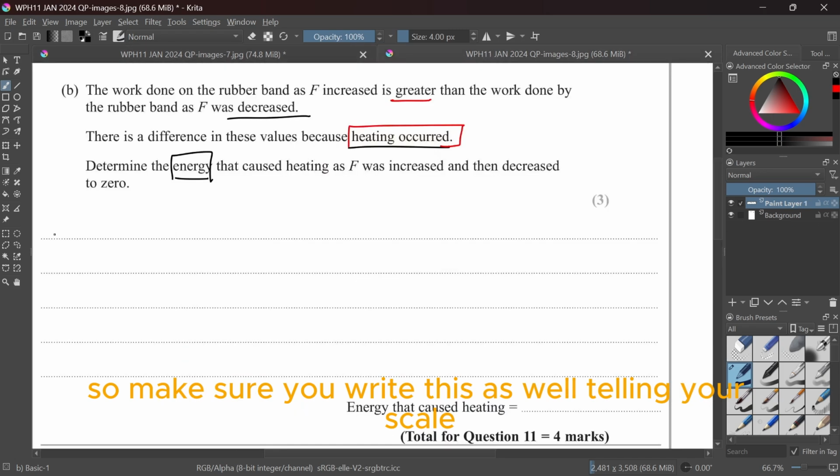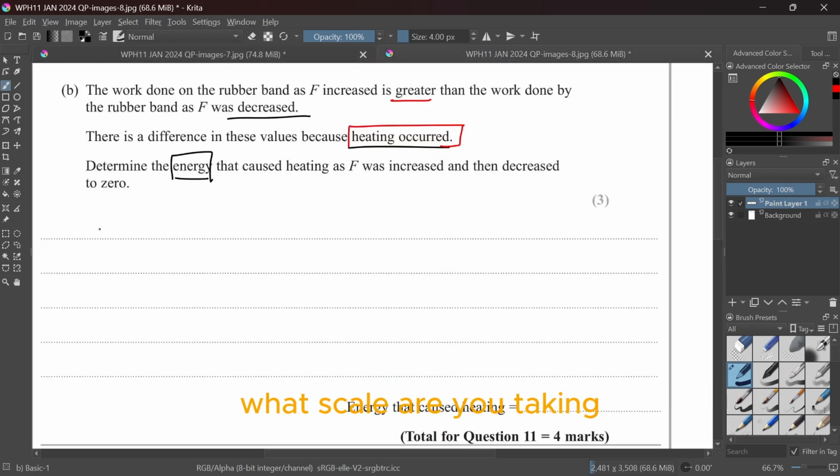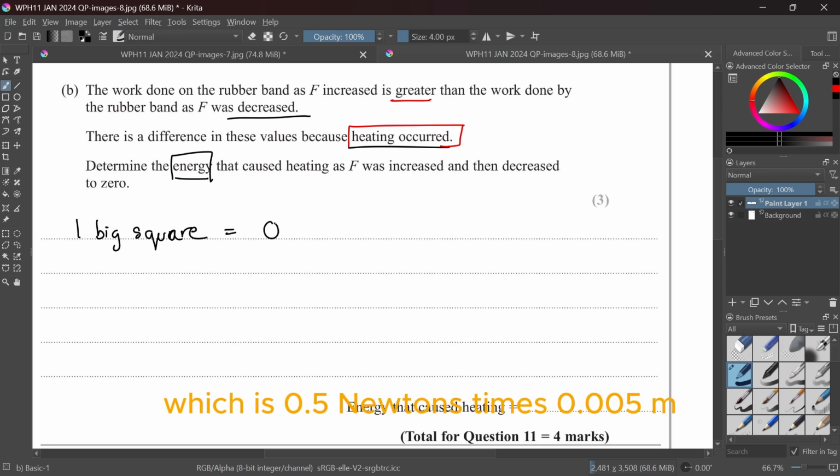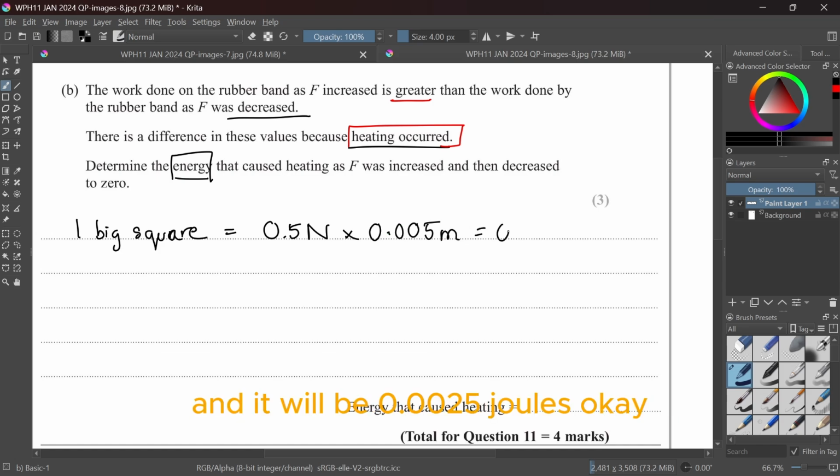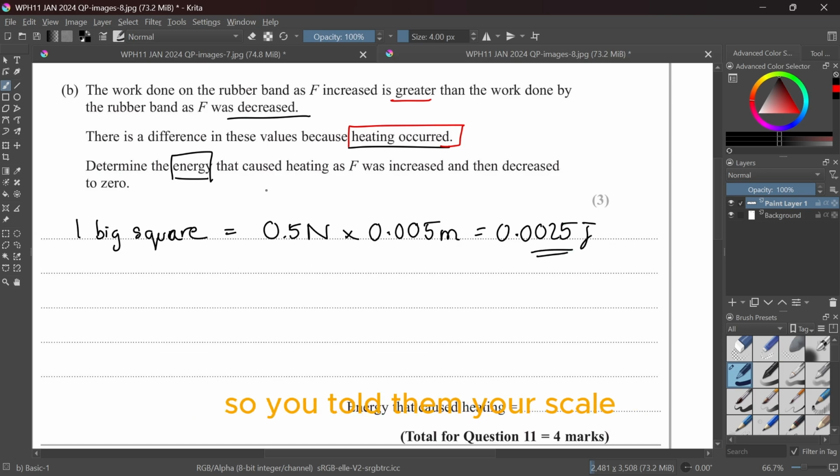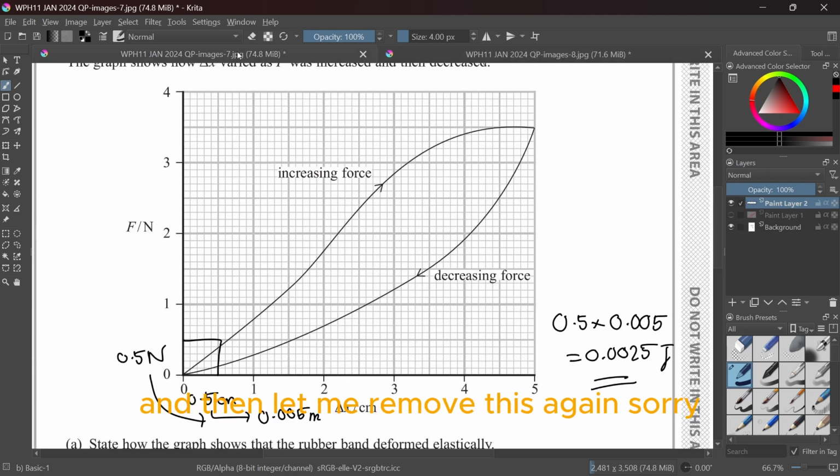So make sure you write this as well, telling your scale. What scale are you taking? I'm taking one big square, which is 0.5 newtons times 0.005 meter, and it will be 0.0025 joules. Okay, so you told them your scale, from where you will be measuring. And then let me remove this again. Sorry.